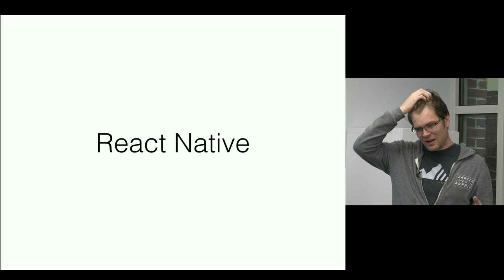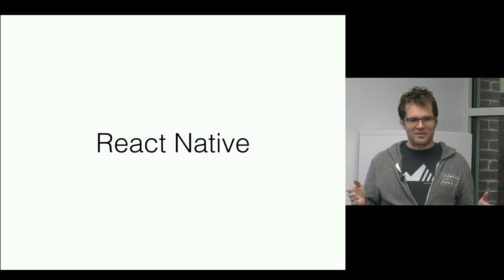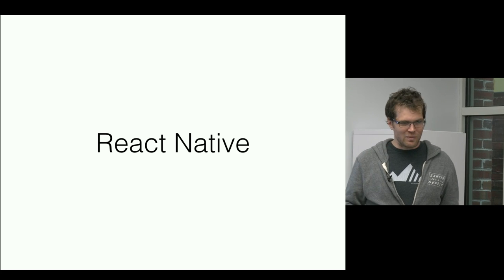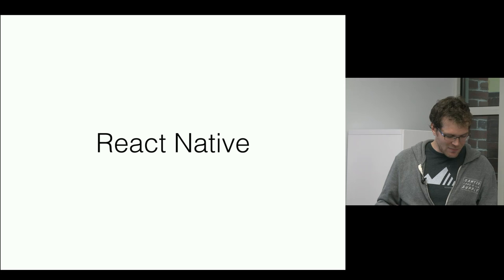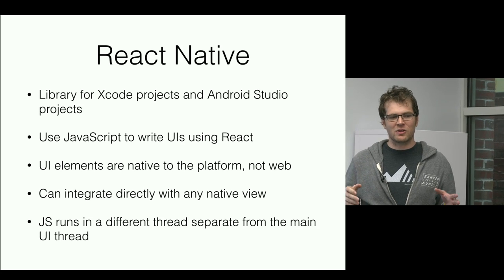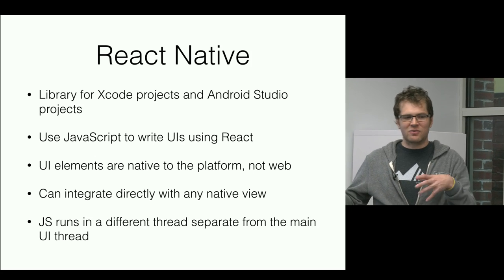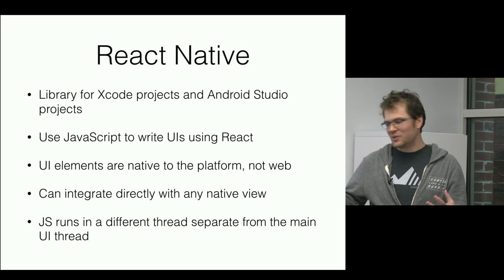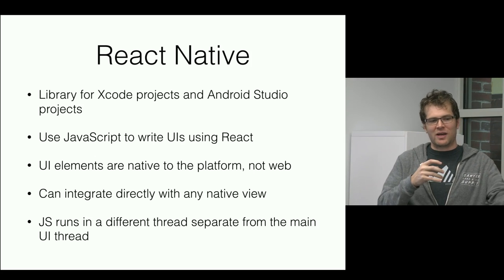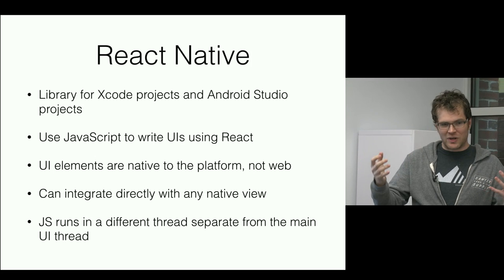Facebook announced this at a conference in 2015, and I think within 2 days it had 35,000 stars on GitHub. I think it has about 40,000 now. So people are really excited about it. It basically lets you write your UI in JavaScript, but instead of generating web stuff, which has all these performance problems, you're actually generating the native UI views, like UIKit on iOS or fragments, activities, and views on Android.